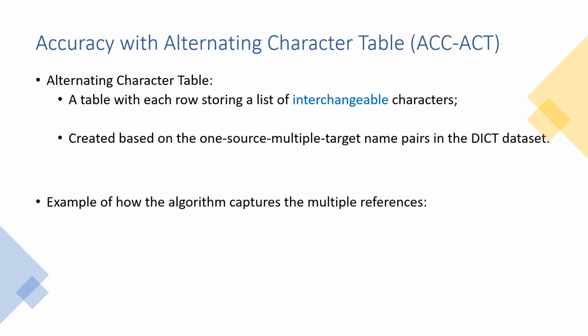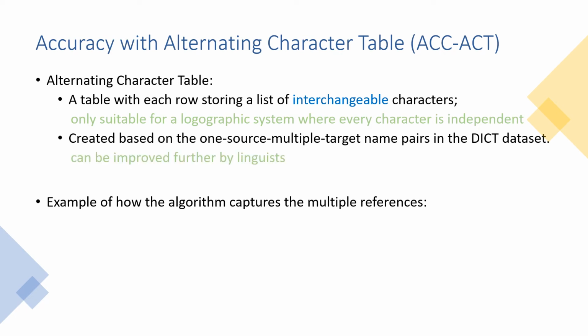The alternating character table, abbreviated as ACT, we mentioned in the previous slide, is a table with each row storing a list of interchangeable characters. This table only makes sense in a logographic system where characters are independent. We created the table based on the DICT dataset, and we think this table can be further improved by linguists.